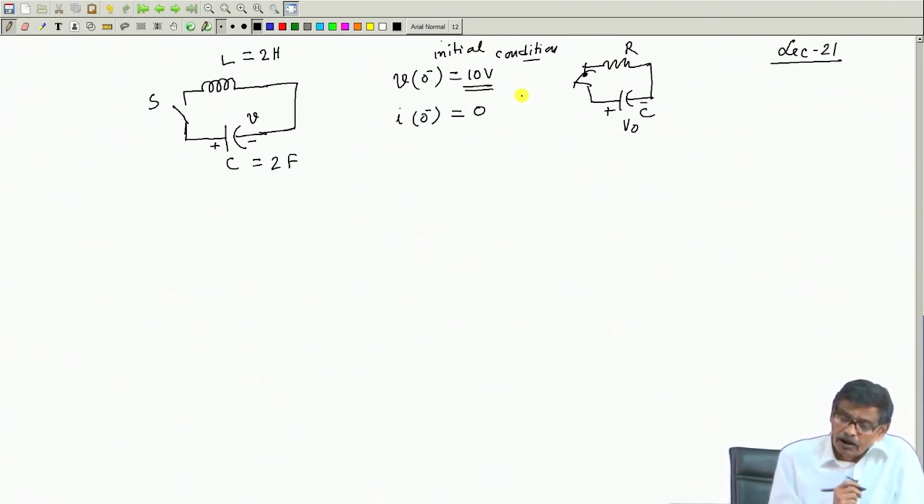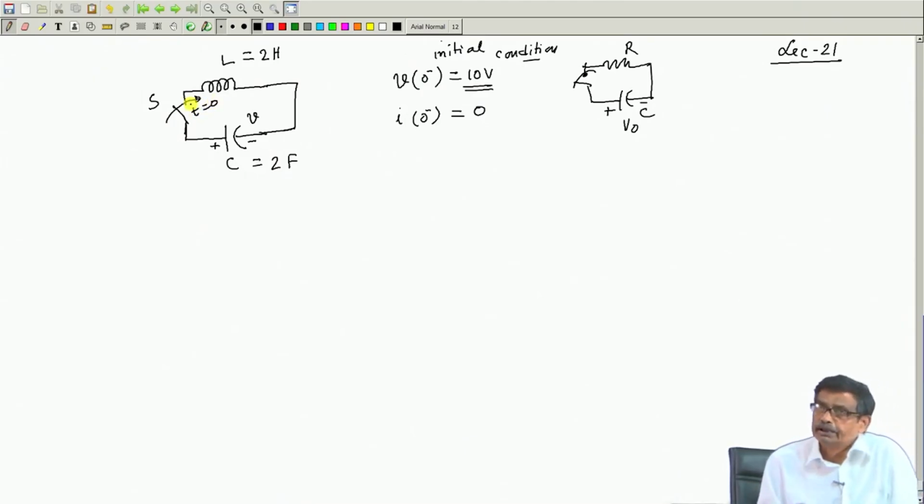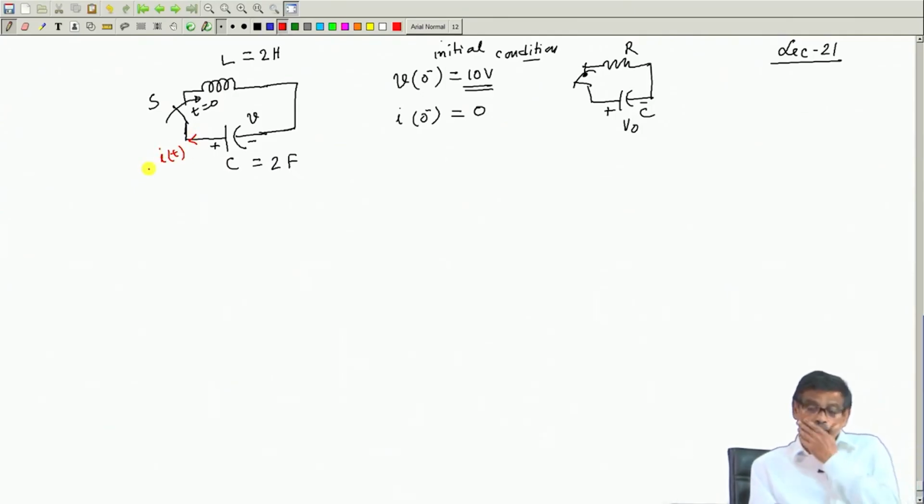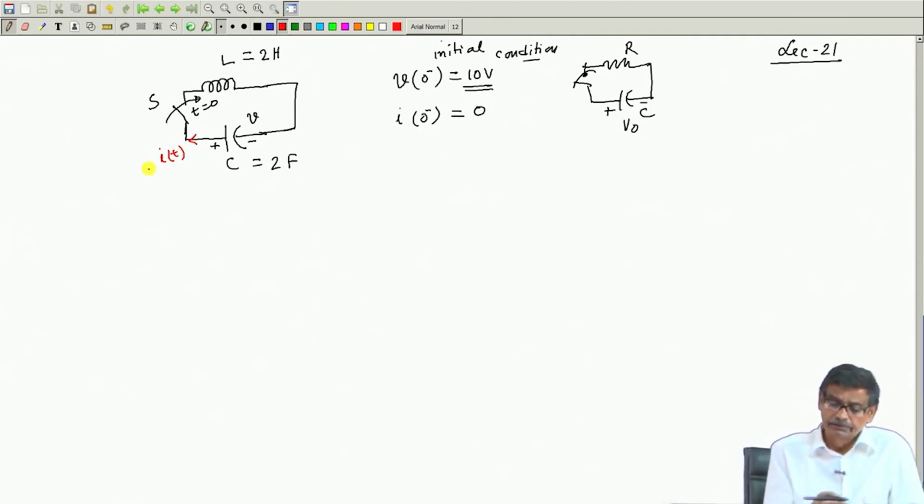Okay. Now, I will close this switch at t equal to 0. From there, I will start counting my time and want to find out the currents in the circuit. That is the statement of the problem. So, initially a charged capacitor with 10 volts with this polarity, plus minus, close the switch, and I want to solve for the current I(t). Therefore, at t less than 0 the circuit was open, there was no current.